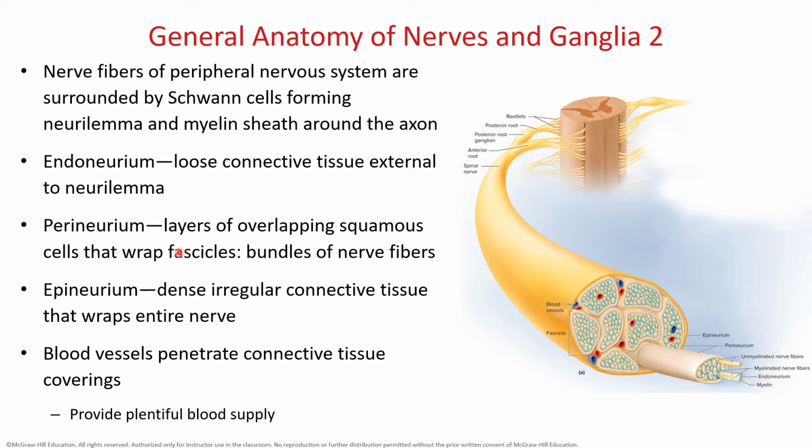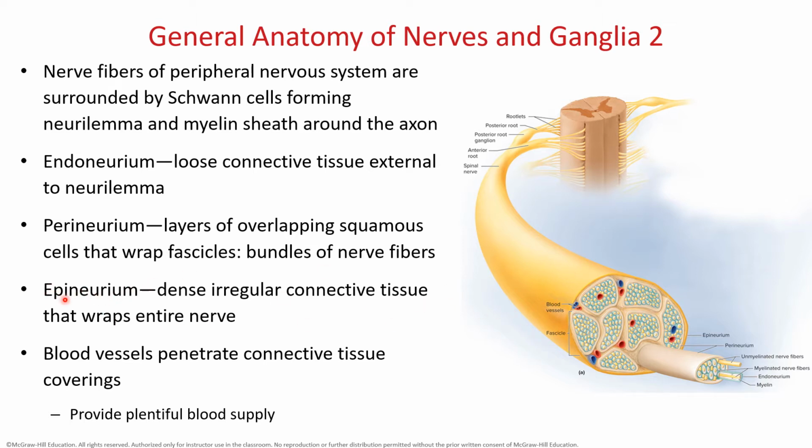The perineurium is the layers of overlapping squamous cells that wrap fascicles, bundles of nerve fibers. So perineurium, we're going out here. This is your perineurium here. And then surrounding the entire nerve is actually the epineurium.